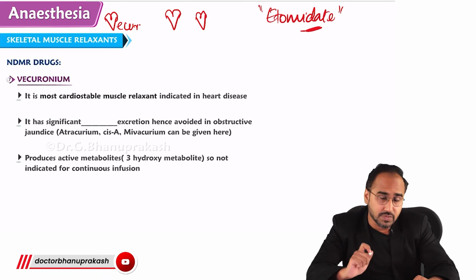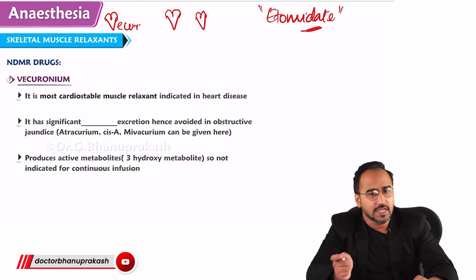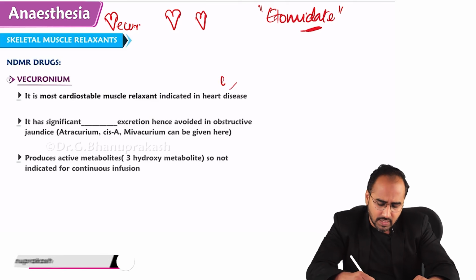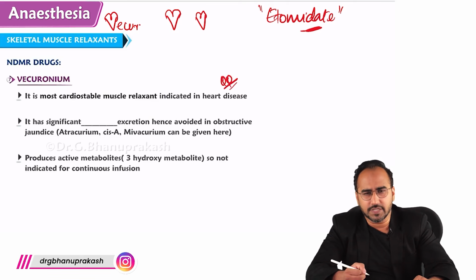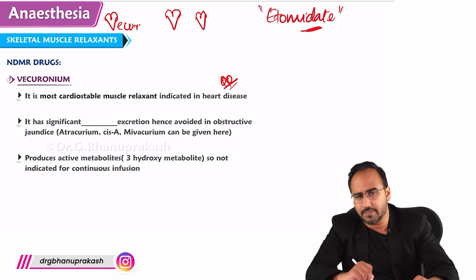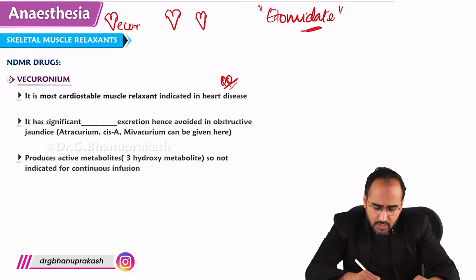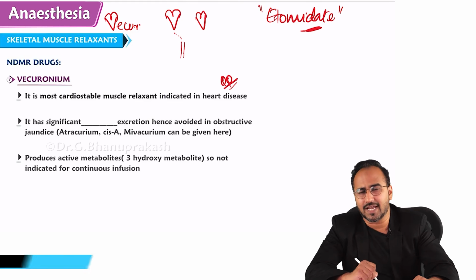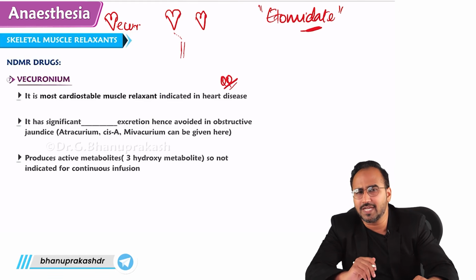So Vecuronium is the most cardiostable muscle relaxant, which is indicated for a patient who is suffering with heart disease, right? That is a very important point of Vecuronium. It's the most cardiostable muscle relaxant indicated for cardiac patients. But Vecuronium is excreted through the biliary tract.